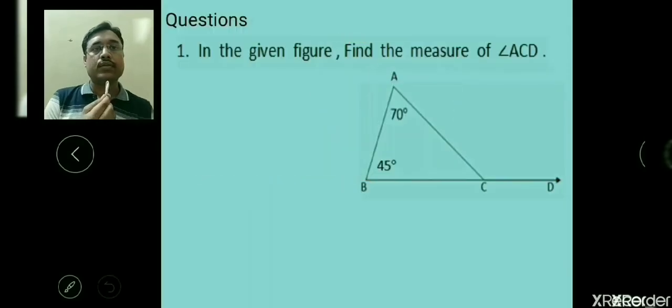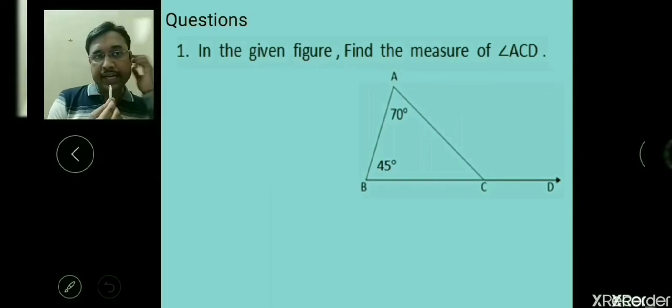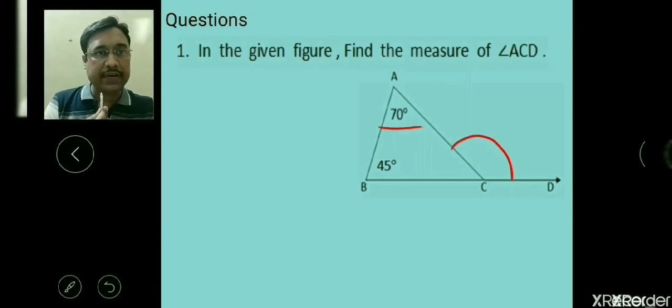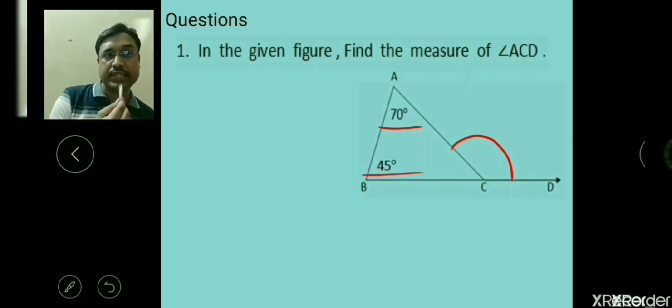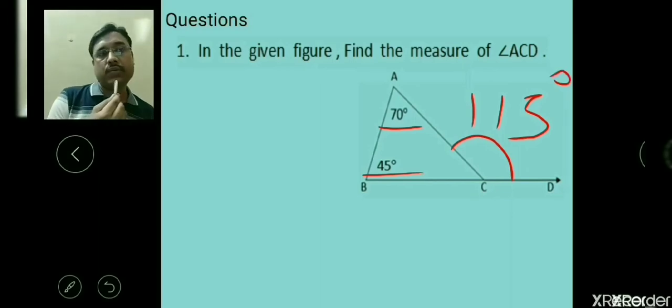Now in this triangle question, in the given figure find the measure of angle ACD, where angle A is 70 degrees and angle B is 45 degrees. Simply, for finding this exterior angle ACD, you add 70 plus 45, because they are the interior opposite angles. So 70 plus 45 means angle ACD is 115 degrees.